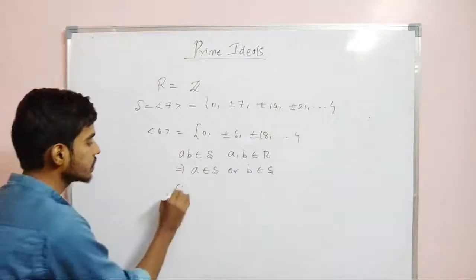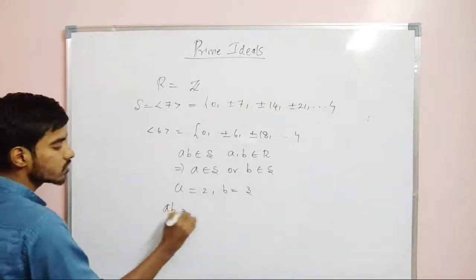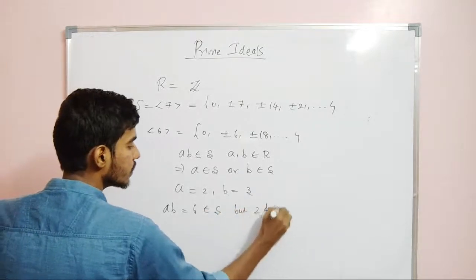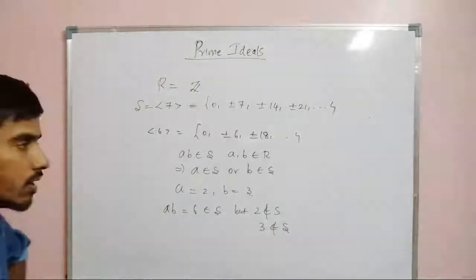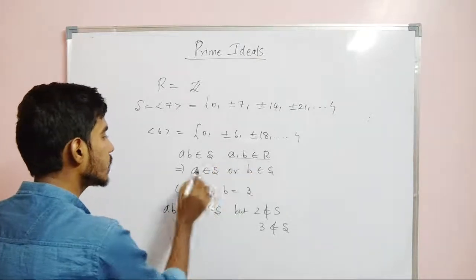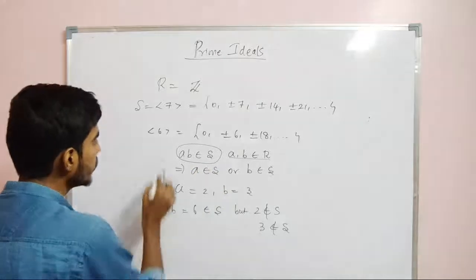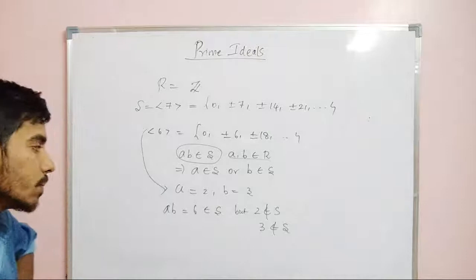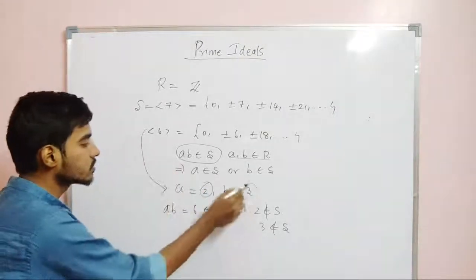It is not, because if I take A equal to 2 and B equal to 3, then AB is equal to 6, which belongs to S. But 2 does not belong to S, and 3 also does not belong to S. This is not a prime ideal. So for a set to be a prime ideal, if you take any 2 elements in R and their product belongs to S, then one of them should be in S. But here this is not a prime ideal, since 2 times 3 is 6, which belongs to S, but neither 2 nor 3 is in S.